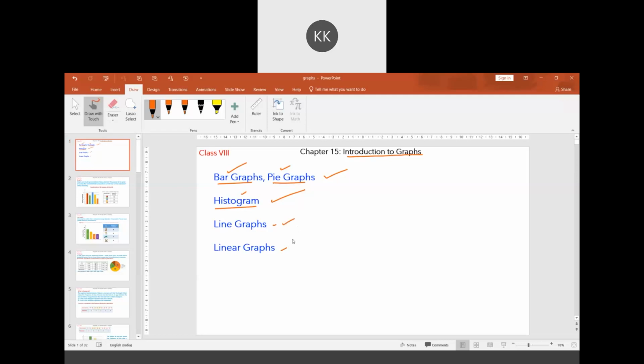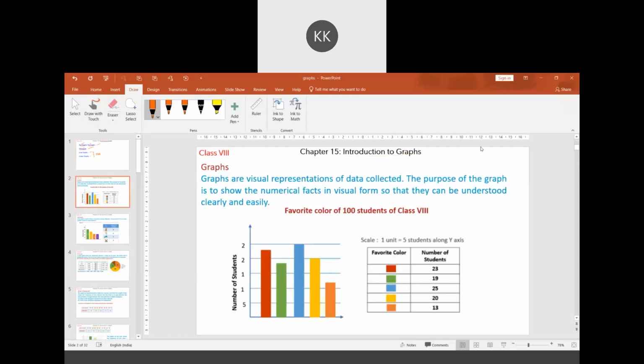This line graph and linear graph are very important because in the concepts of physics, you may have to represent certain things on graph. To start with, the general definition of graph is they are the visual representation of the data collected. The purpose of the graph is to show the numerical facts in visual form so that they can be understood easily and clearly. Just by looking at the graph, we can interpret what the graph is all about.